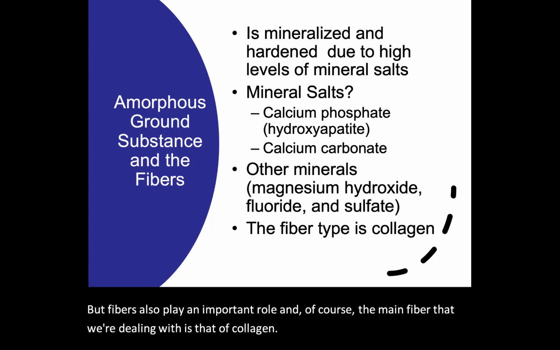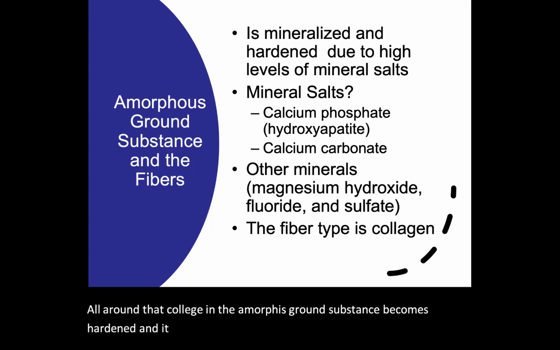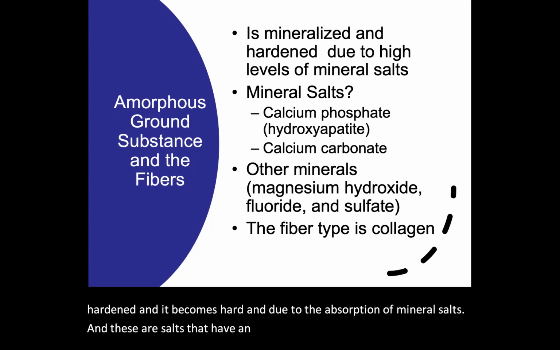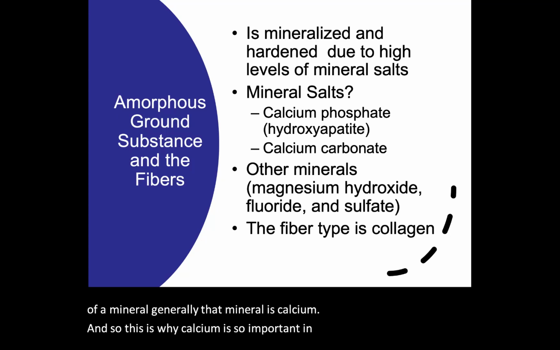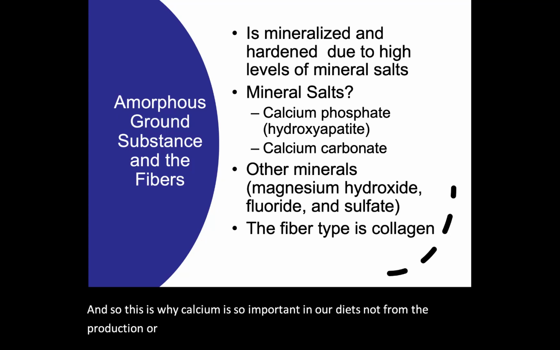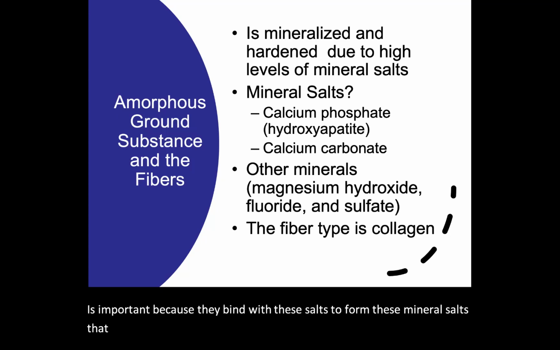All around that collagen, the amorphous ground substance becomes hardened. And it becomes hardened due to the absorption of mineral salts. These are salts that have an additional ion that is attached in the form of a mineral. Generally, that mineral is calcium. And so this is why calcium is so important in our diets, not from the production or the consumption of milk, but truly dietary calcium is important because they bind with these salts to form these mineral salts. That helps to harden the ground substance.